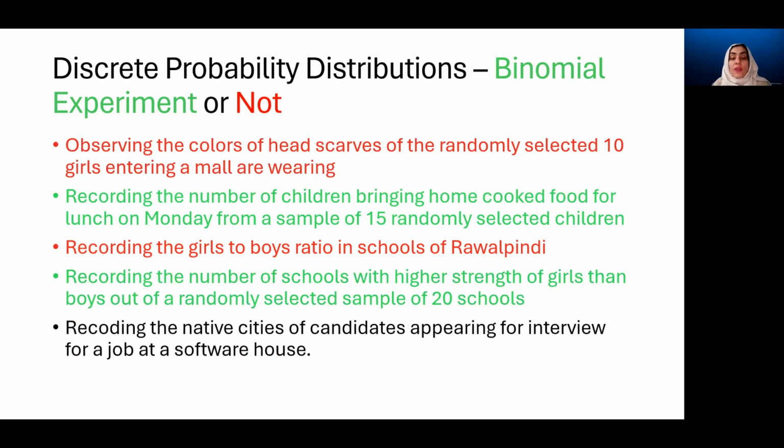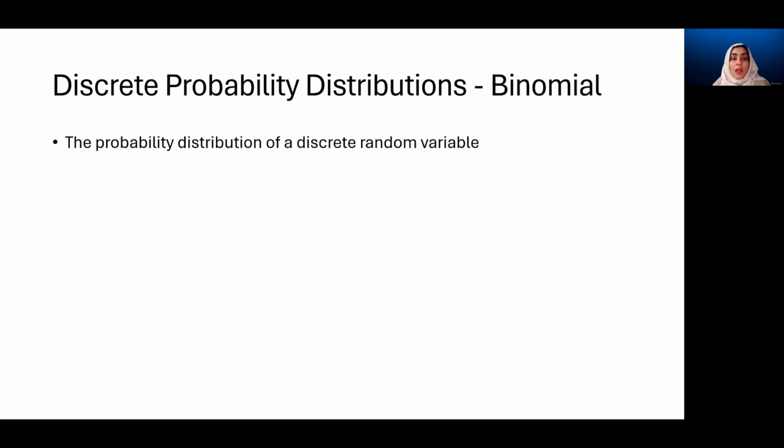Recording the native cities of candidates appearing for interview for a job at a software company. This is not a binomial experiment because the outcome is not binomial, rather it is the qualitative value, categorical values, which are the cities from which these candidates are coming.